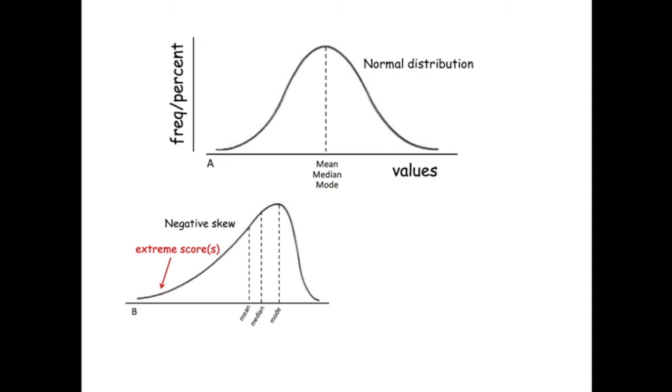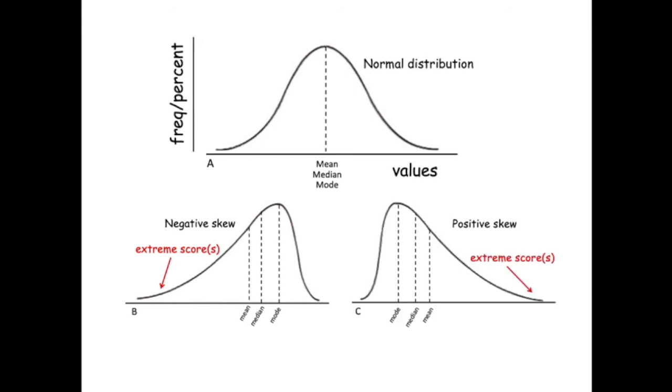This distribution is said to be negatively skewed. There is an extreme score, or scores, at the lower end of the distribution which gives it its skew. Notice that the mean, median, and mode are all different. The median shifts to the left because the number of observations at the lower end has increased, and the mean is shifted even further because it is affected by the values of these observations.